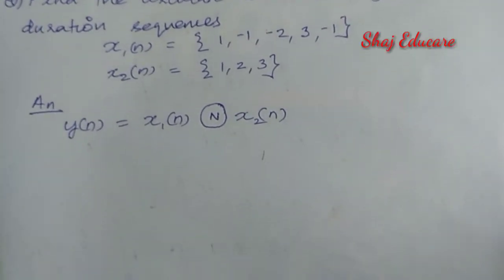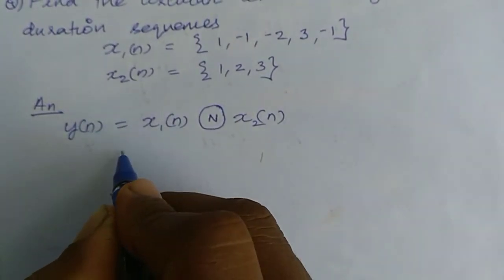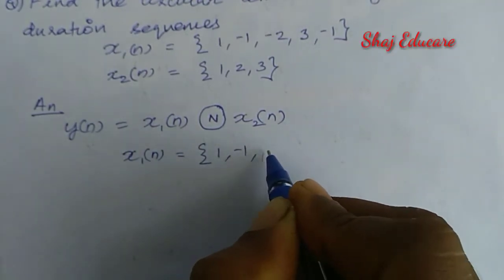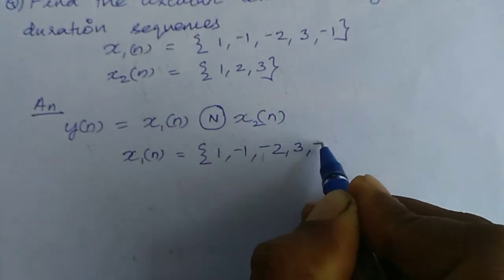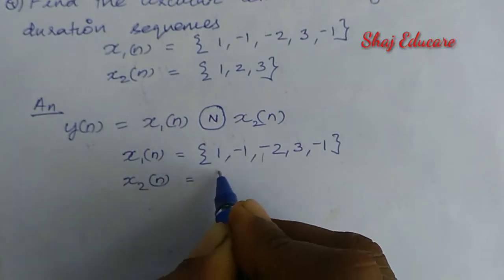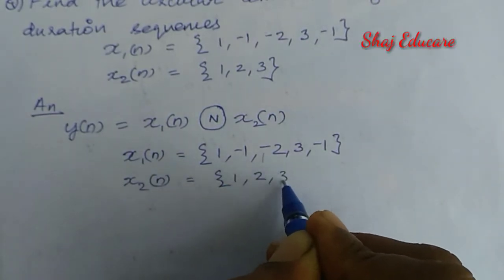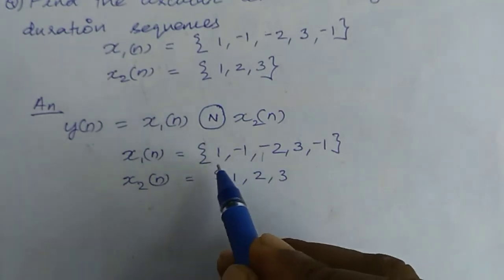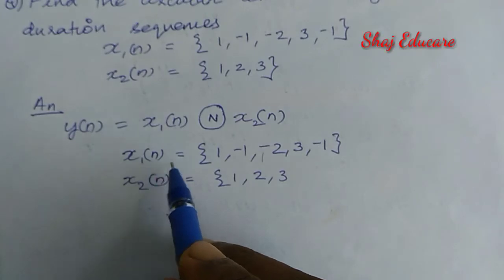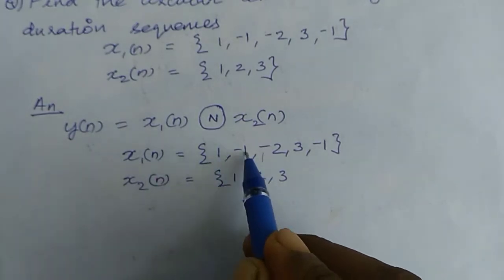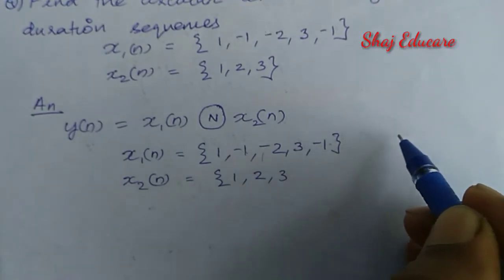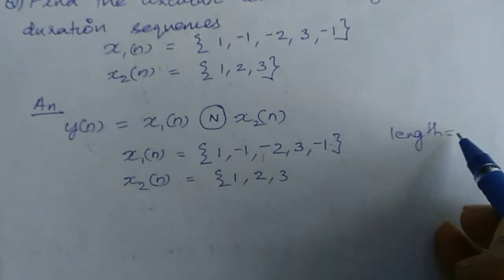Before proceeding, let us write down what we have been given. We have x1 of n is equal to 1, minus 1, minus 2, 3, minus 1 and x2 of n is equal to 1, 2, 3. Let us find the length of the sequence in both cases. In the case of x1 of n, the length of the sequence is 1, 2, 3, 4, 5. Here the length is equal to 5.